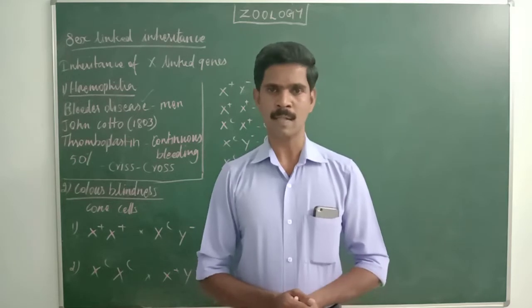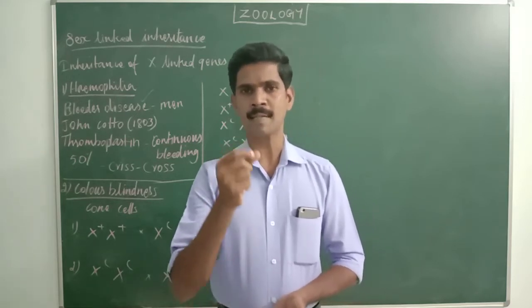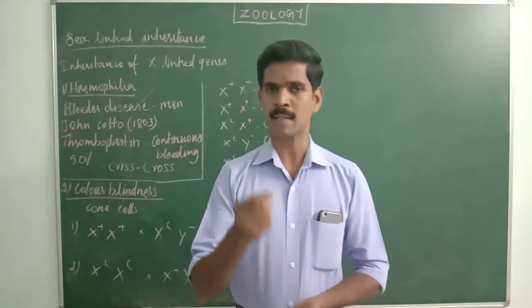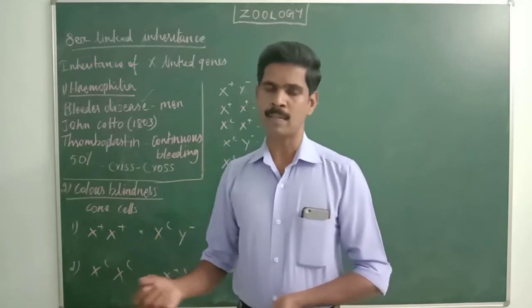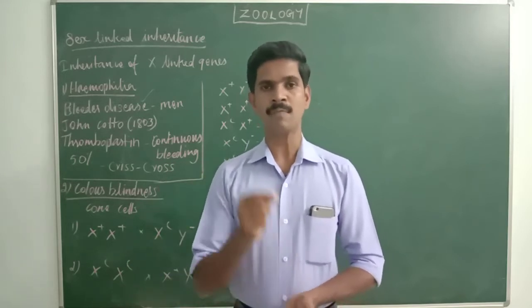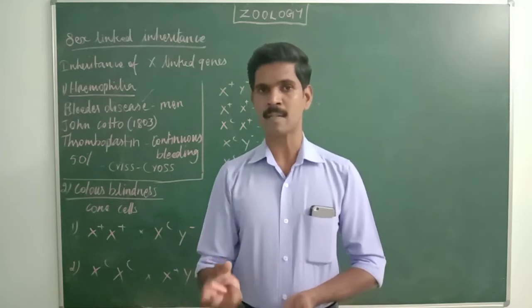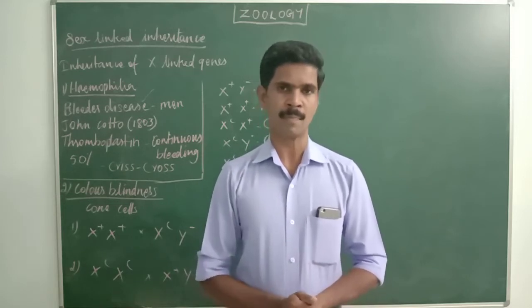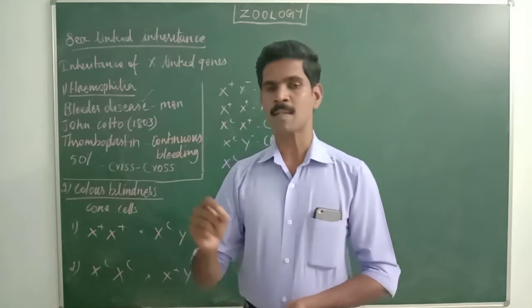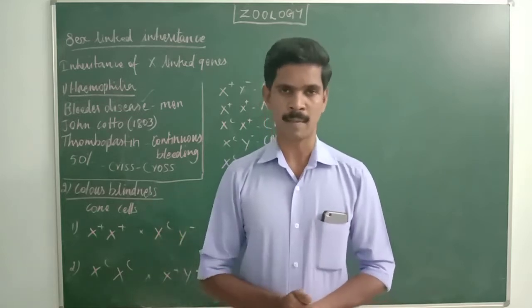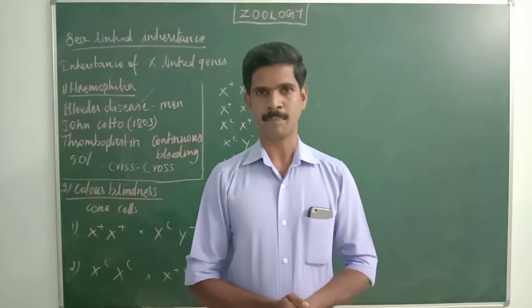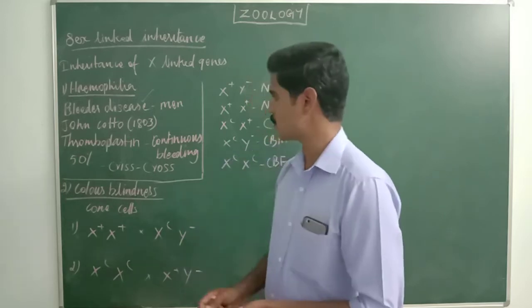Do you understand? The female is always the carrier of this disease. Carrier means transferring from one generation to the next generation. And 50% of the carrier females transmit this disease to their sons. So 50% of this disease is transmitted to the son from the carrier mother or carrier female. Understand? So dear students, that's all.